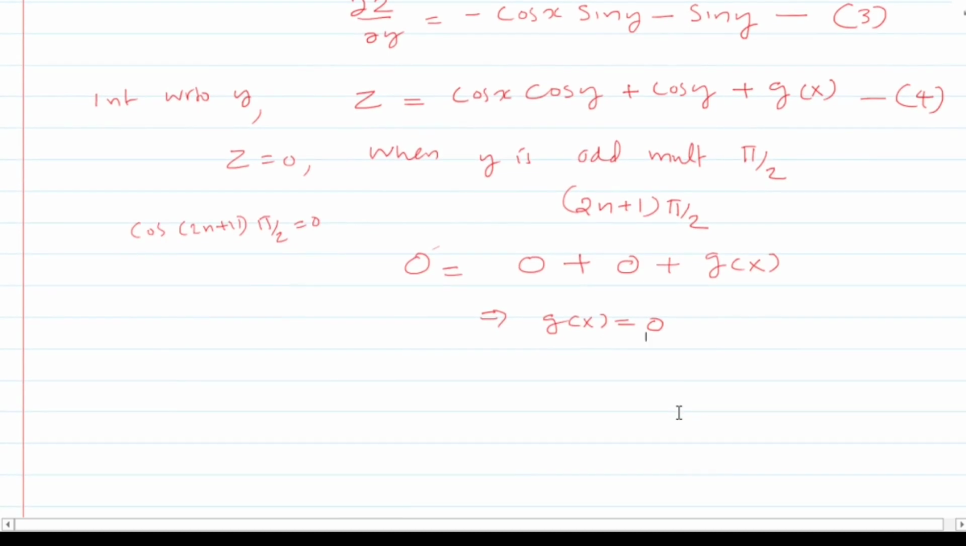So we rewrite equation number 4 as z = cos x cos y + cos y. Or we can take cos y outside and write z(x, y) = cos y (cos x + 1). So this is the required solution.